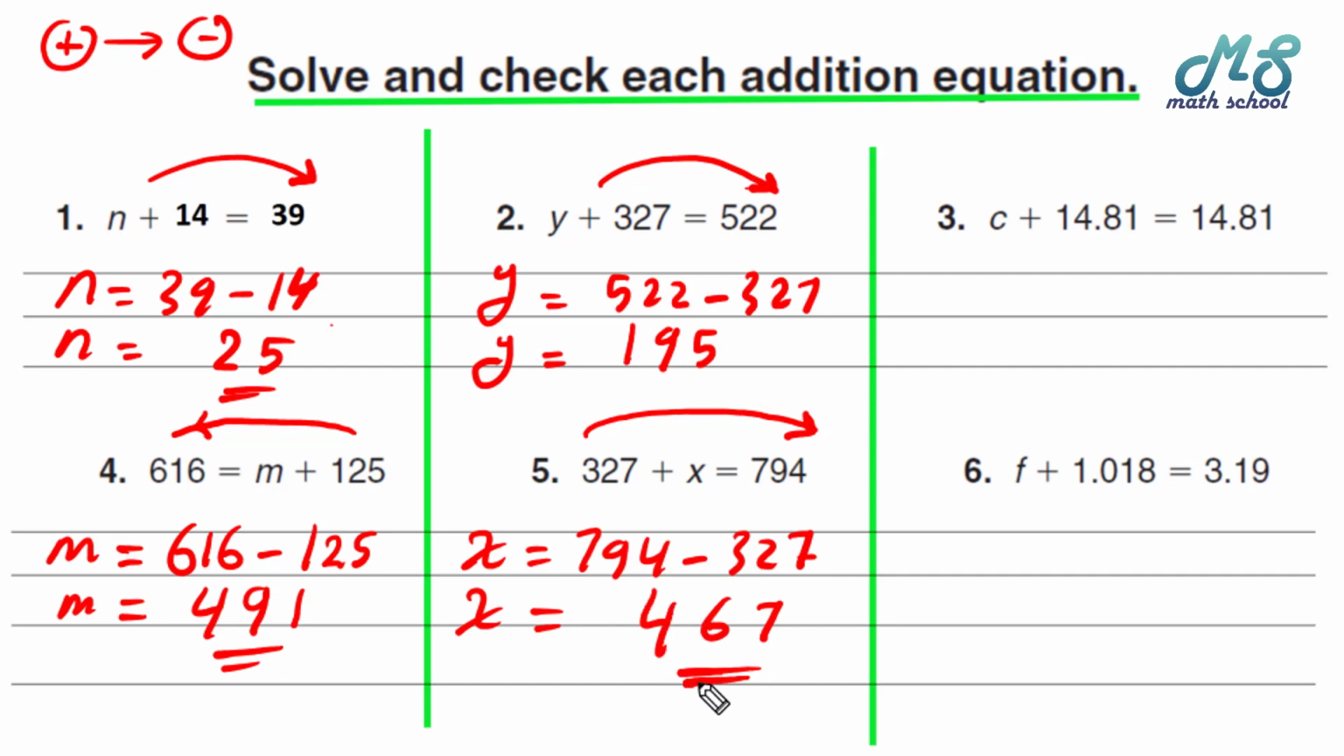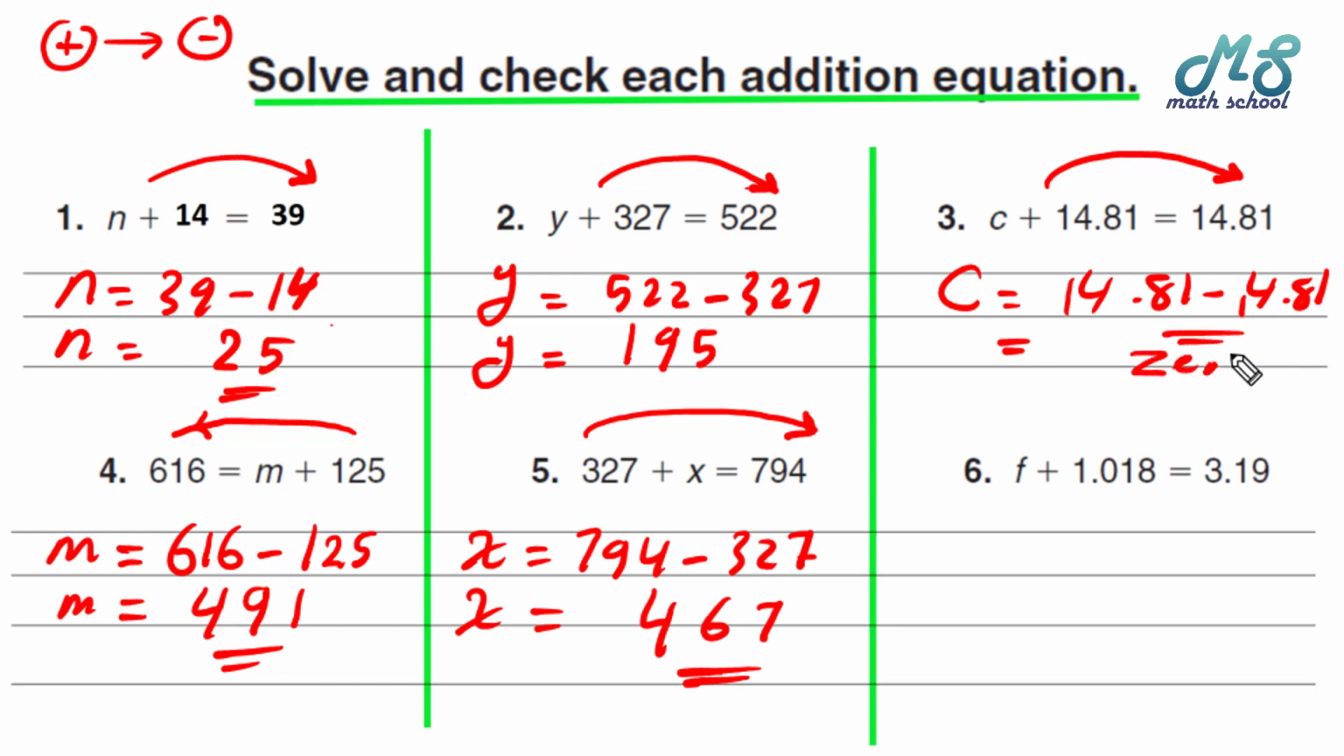So we get 467. Now to find the value of c, by the same way, move 14.81 to be subtracted. We get c equals 14.81 minus 14.81. Now, we studied before any number minus itself equals what? Equals 0. Now we get the value of c is equal to 0.